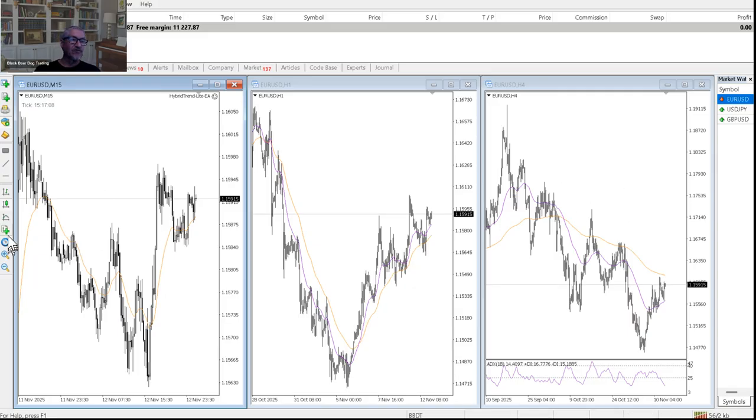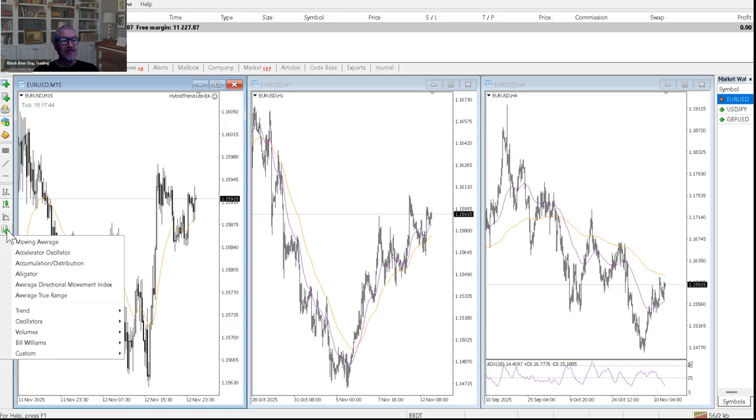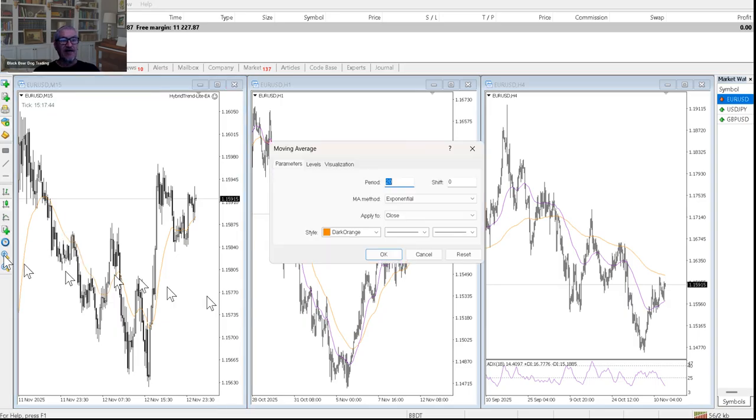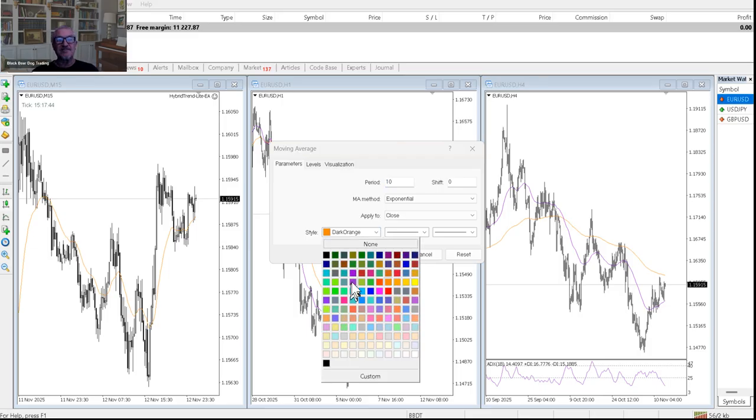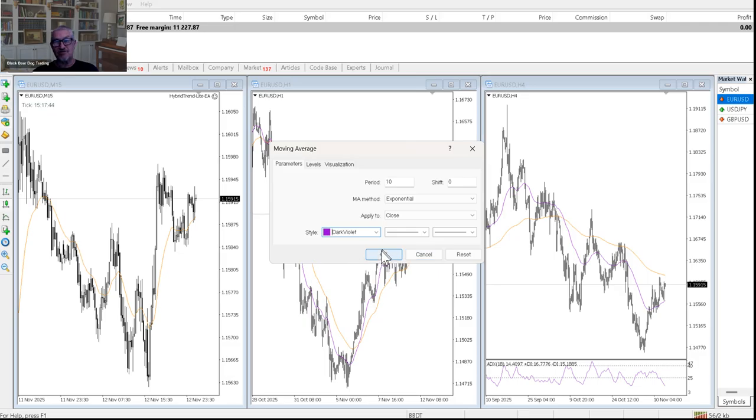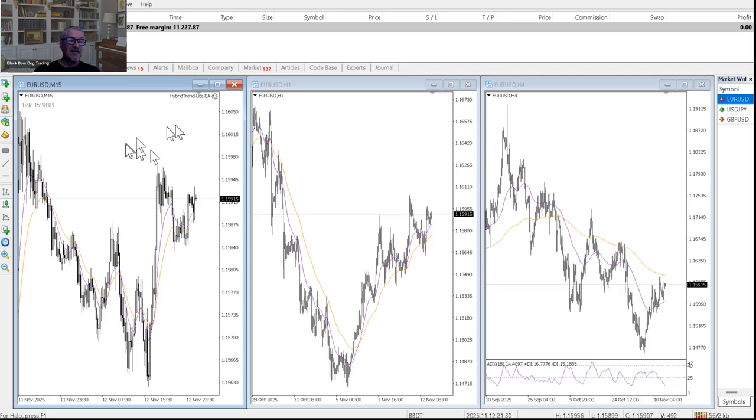Now we add the second one, repeat, click on the add indicator icon, moving average, and we choose 10, and we go and set the color again so it matches those of the other charts, the fast moving averages. Click on OK, exponential by the way, and we're done.